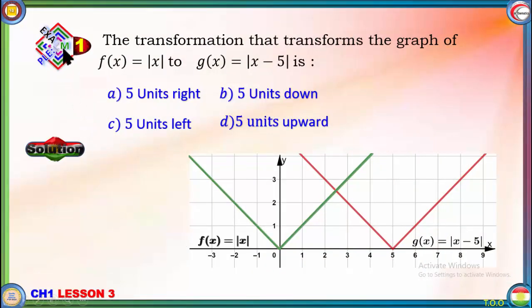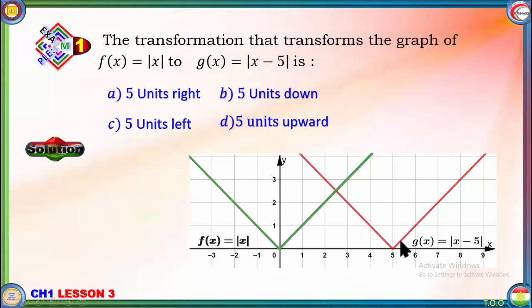Example number 1. The transformation that transforms the graph of the function f(x) equals absolute value of x to the graph of g(x) equals absolute value of (x minus 5) is here in the green color. Here is the graph of the function f(x) equals absolute value of x, and here we have the graph of the function g(x) equals absolute value of (x minus 5).